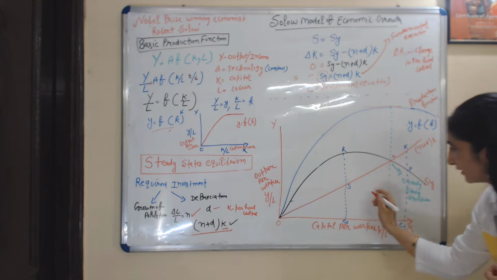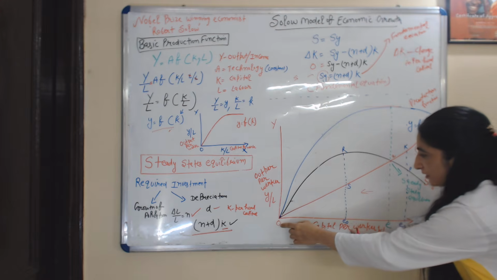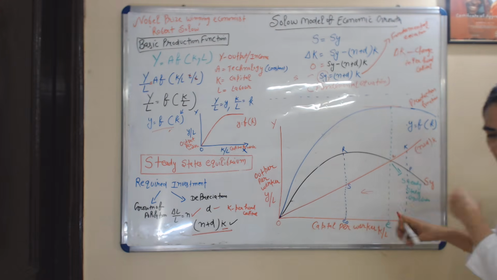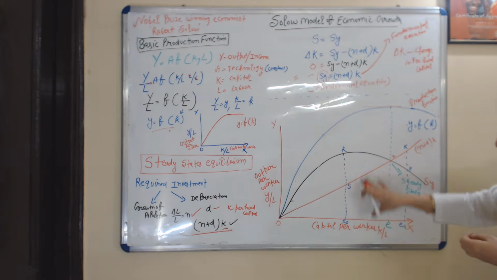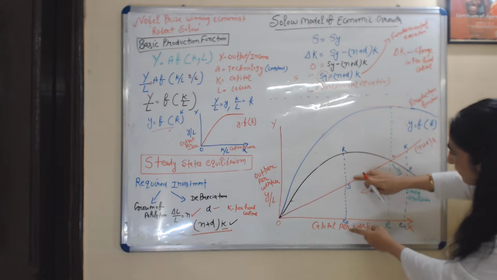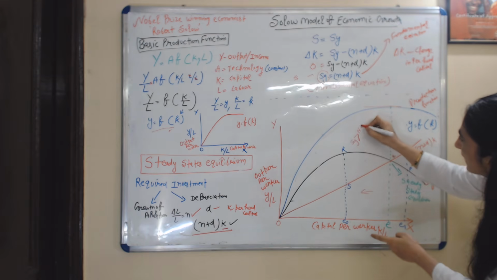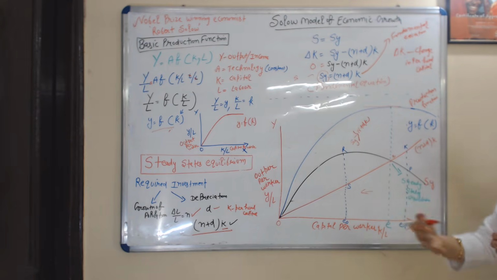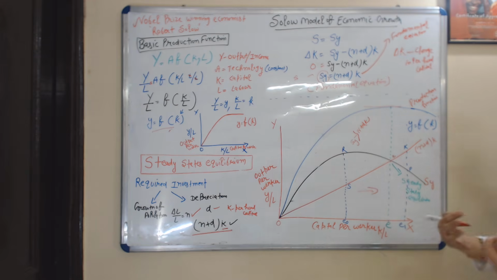If you move backward from this point, toward lower capital per worker, you will see your saving is more than your required investment. You can see your saving is R E0 and your required investment is S E0. At this point your saving is more than your required investment, which means you need more investment, your economy needs to grow, and you will move forward.